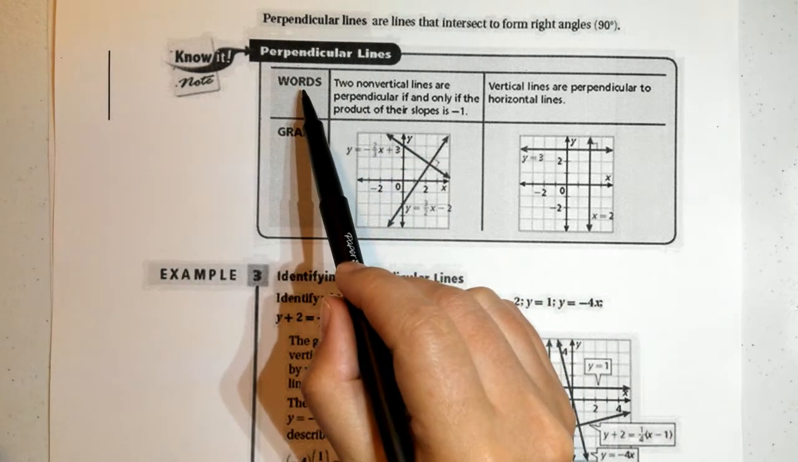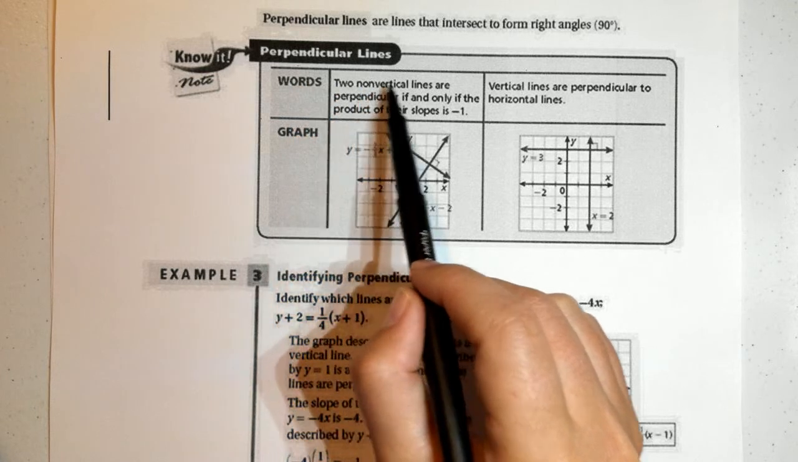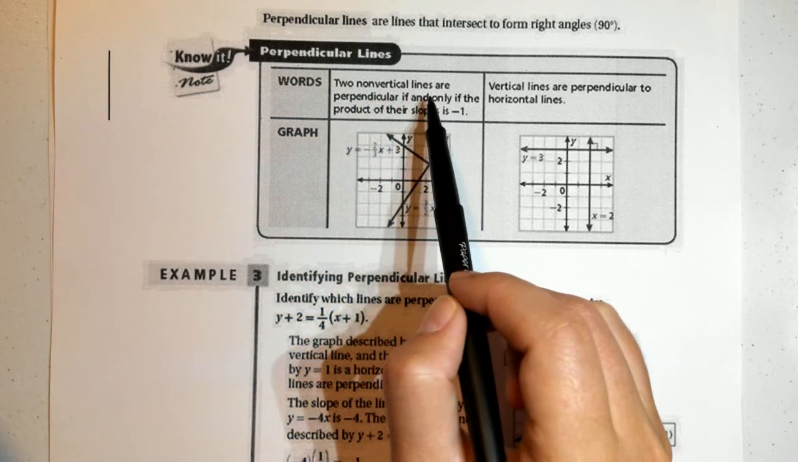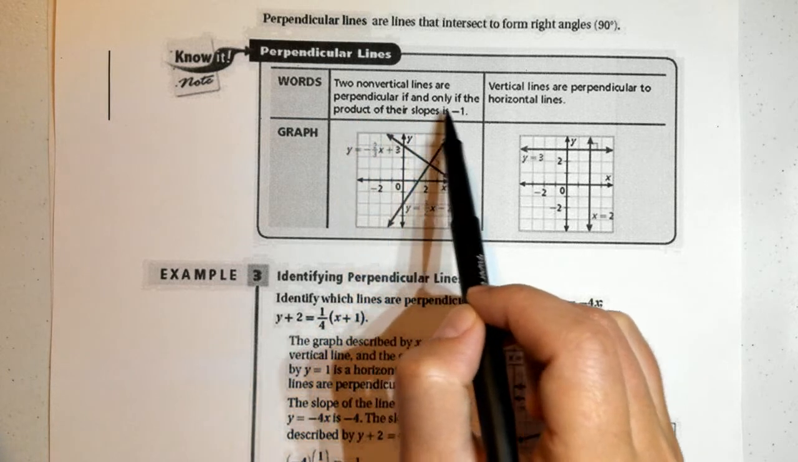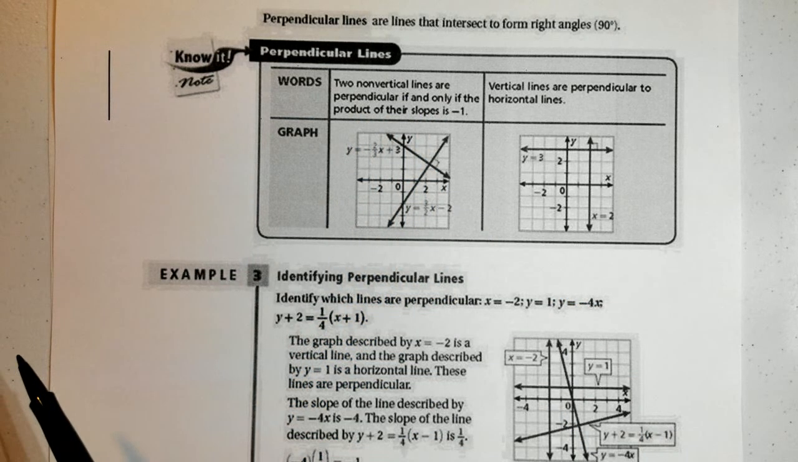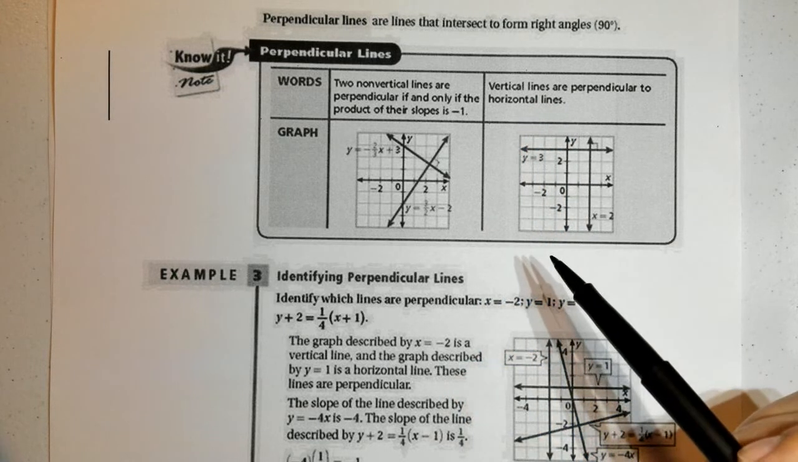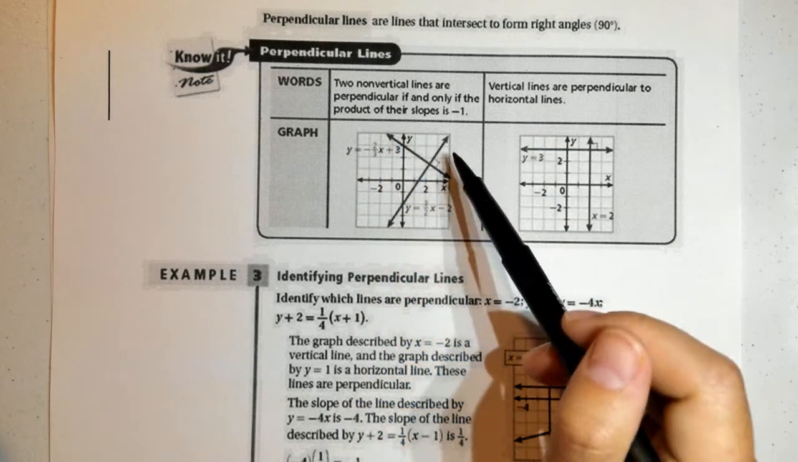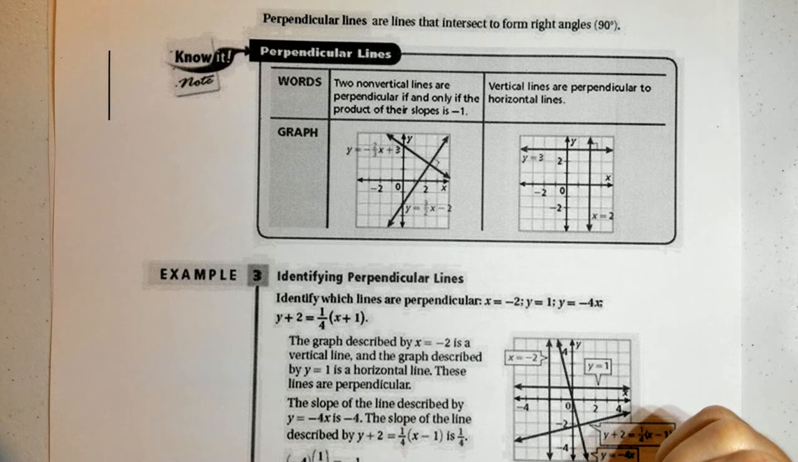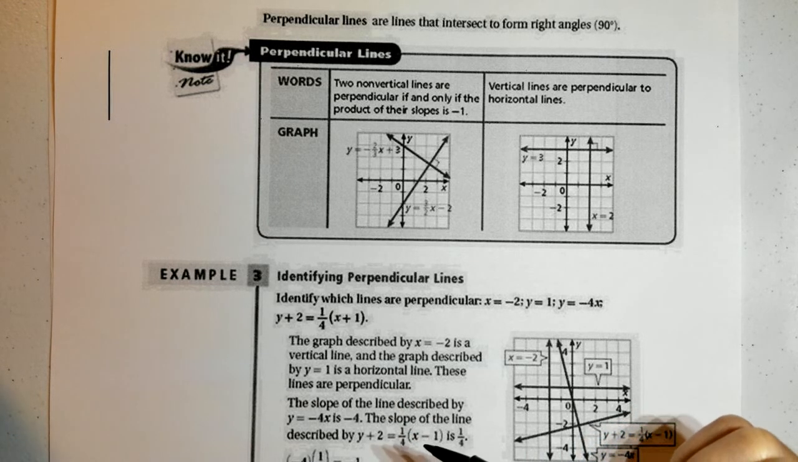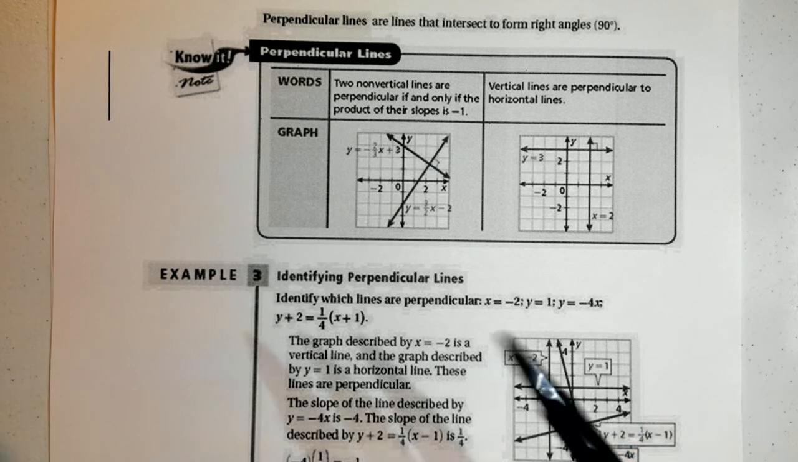So to describe this in words, two non-vertical lines are perpendicular if and only if the product of their slopes is negative 1. Vertical lines are perpendicular to horizontal lines. So you need to remember that when you multiply their slopes, the product is negative 1, and then vertical and horizontal lines are automatically perpendicular to each other.